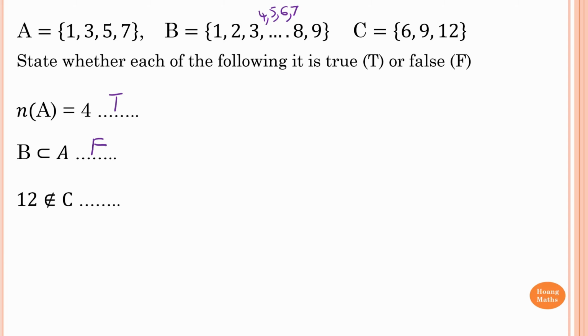Now 12 is not an element of C. So in C we have 6, 9, 12. So 12 actually comes from set C. So therefore 12 is an element of C. So this statement is not right. So therefore it is false.